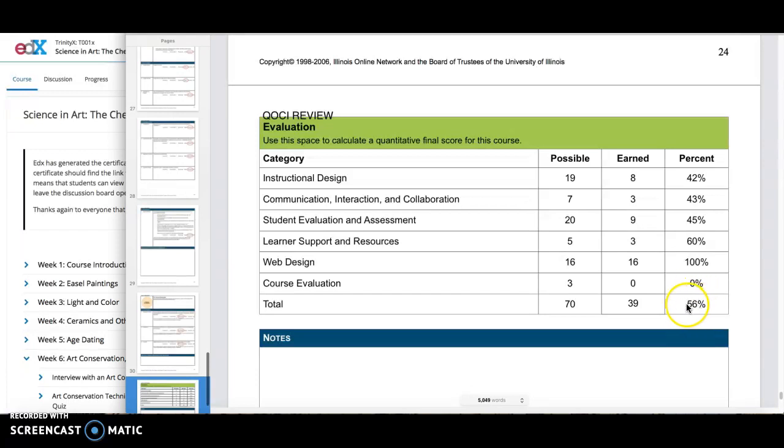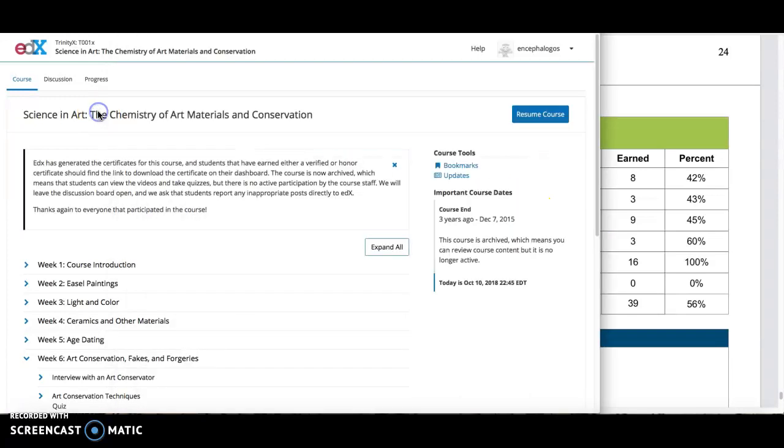You can see that for my total, I gave about a 56%. So for me, it had a couple issues, mainly in the instructional design and in the student evaluation and assessment categories. So with that, let's go ahead and take a look at the course.